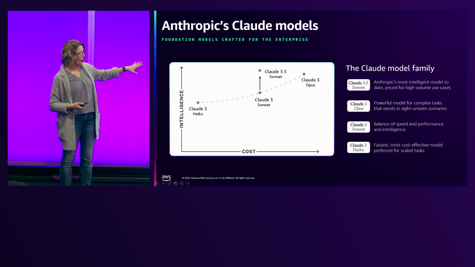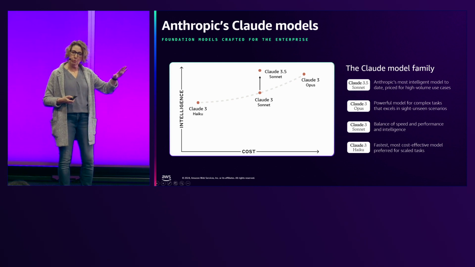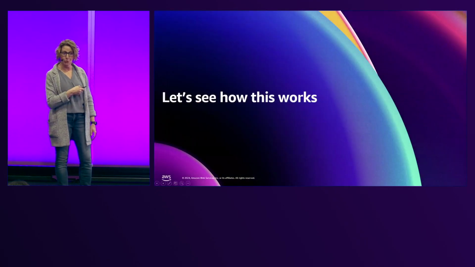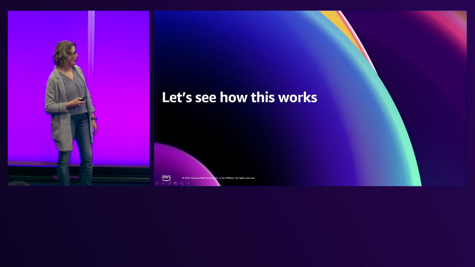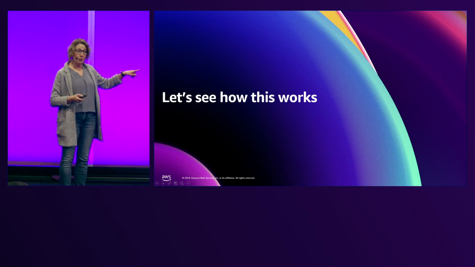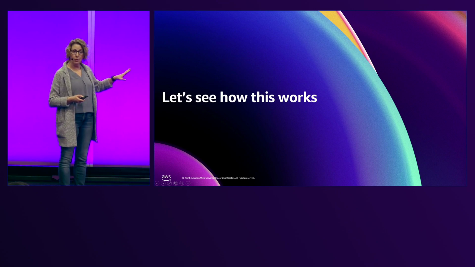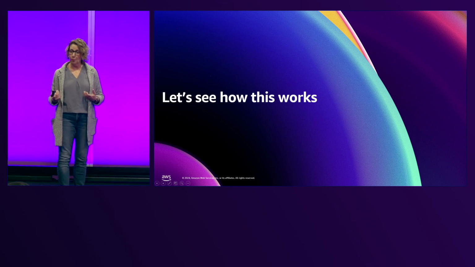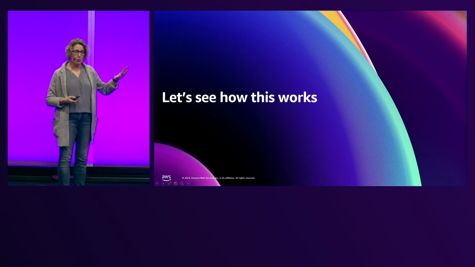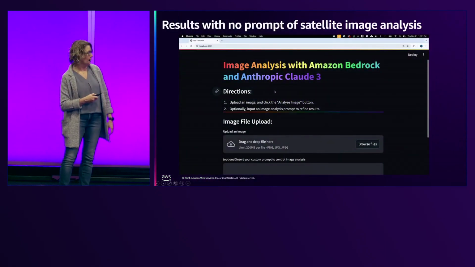So these are the different models and the evolution of Claude and those models. 3.5 Sonnet is the one that we used for this demonstration. All right, so time for the demo. Let's see how this works. Now, I will show you at the end, we're going to have a QR code. The code for this demo is on our open source GitHub repository of Amazon Bedrock samples. So we'll show it to you at the end. I built this all with stuff that's in our GitHub repo, and we'll do some demos here.